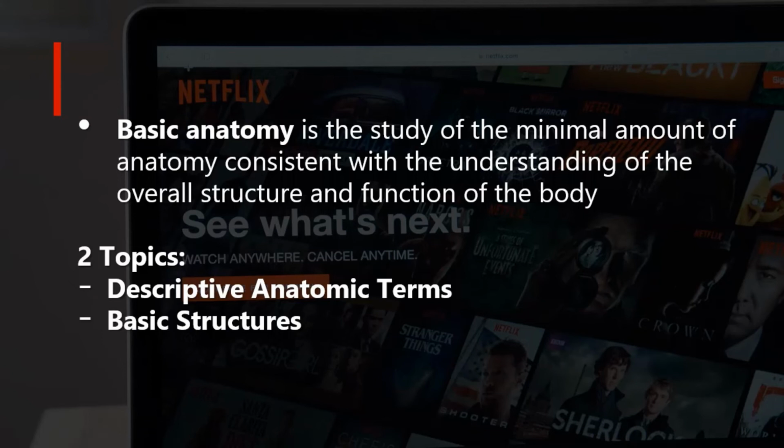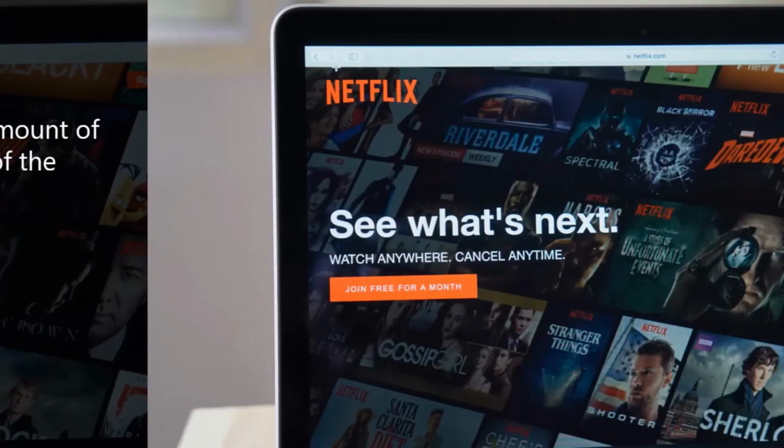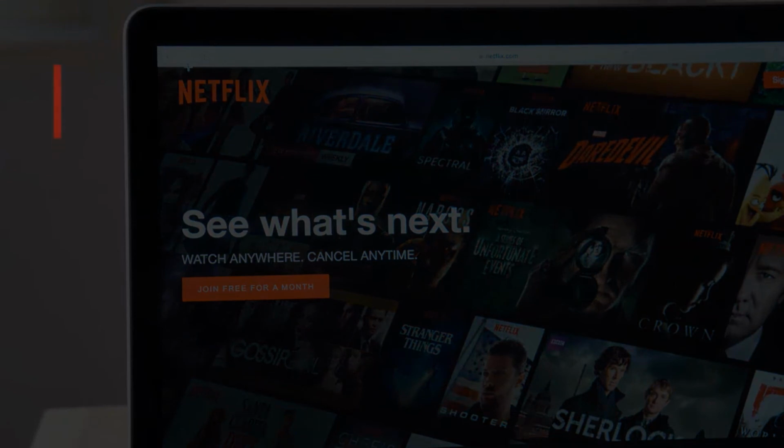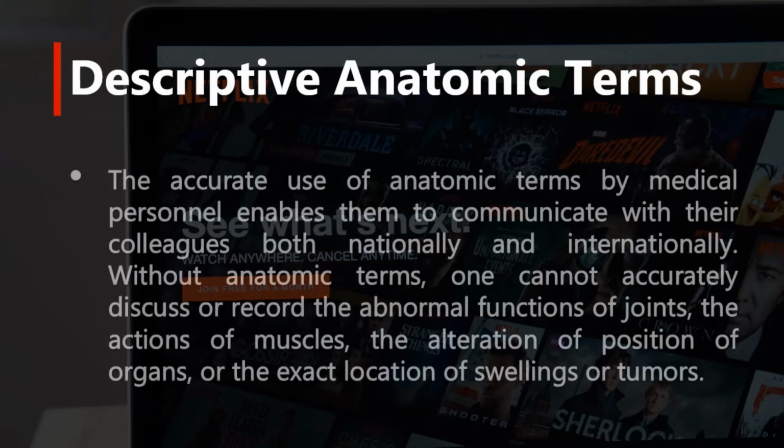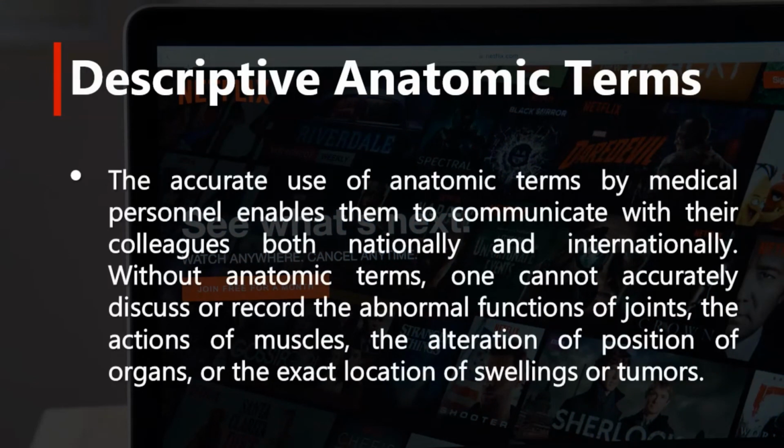The first is descriptive anatomic terms. Second is basic structures. So first we have descriptive anatomic terms. The accurate use of anatomic terms by medical personnel enables them to communicate with their colleagues, both nationally and internationally.